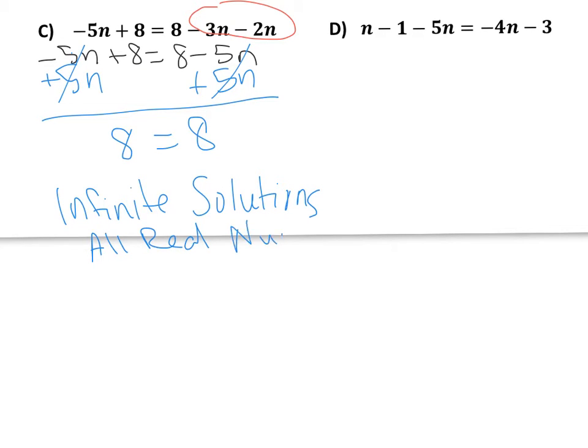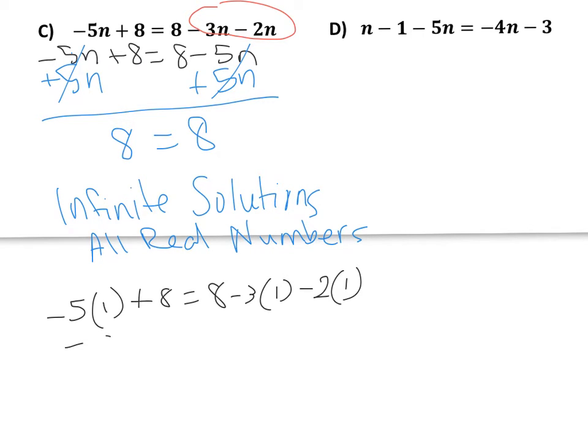So any number that fits in the real number system, like rational numbers, fractions, decimals, negatives, positives, they all would make the solution true. So if I pick a number, I just pick the number 1, and my answer will still be the same on both sides.